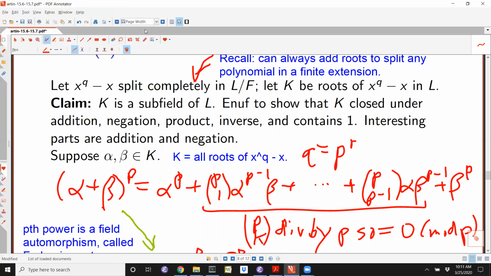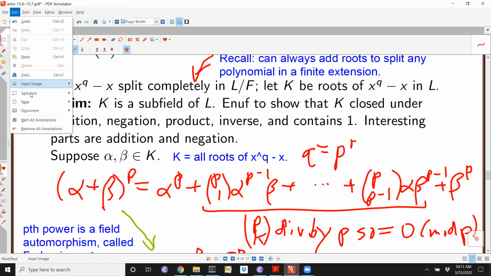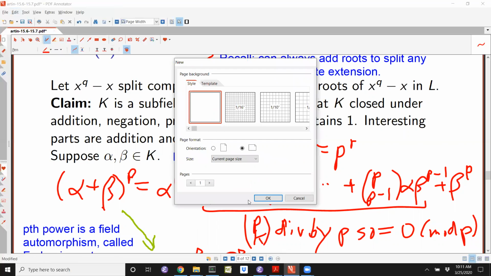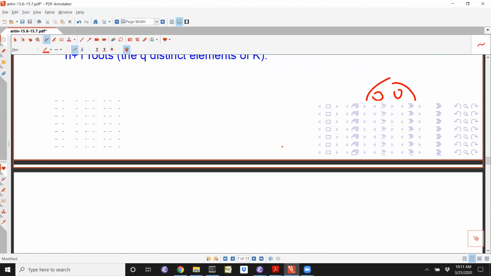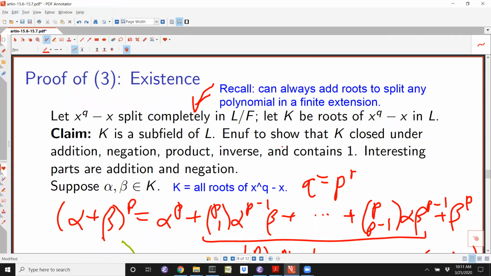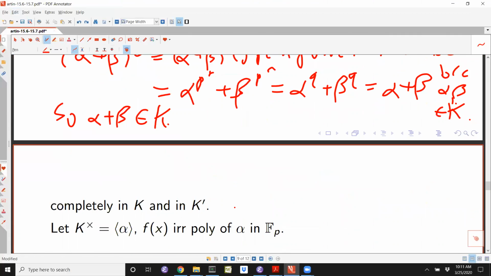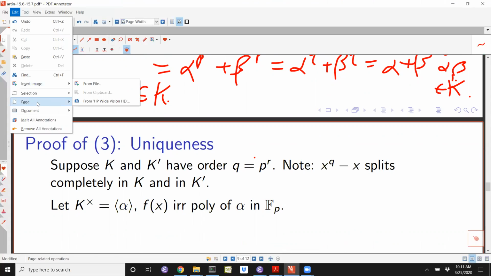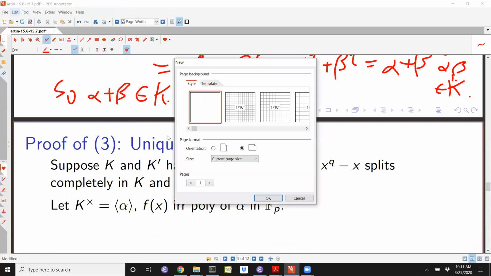Right, and there's something I want to do here. Insert another page here. Oops, 4 minutes left. Oops, I don't want to do that. I want to insert a page here. Okay.